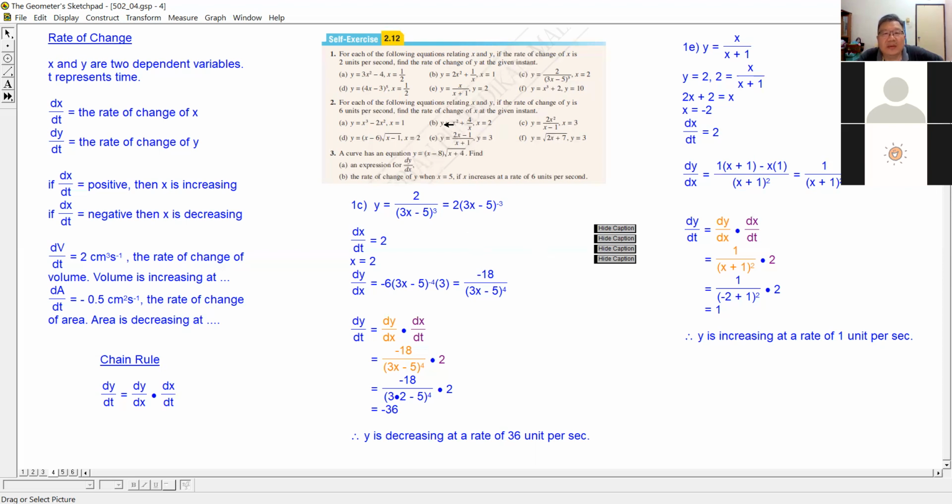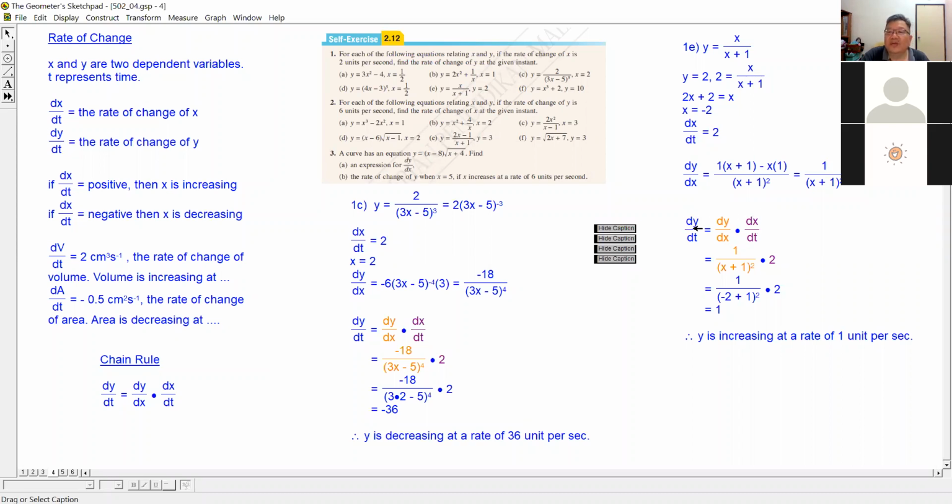Then you see here, x equals to 2. So you have to copy down, x equal to 2. Then the next step, what must you do? You already got dy over dt, correct. You want to find dy dt. Now dy dt, you must write down what? dy over dx times the chain rule, the formula.